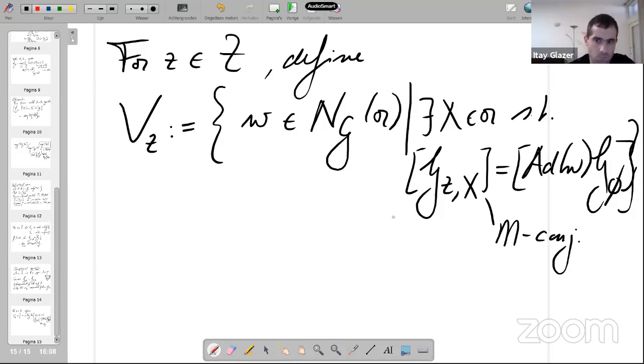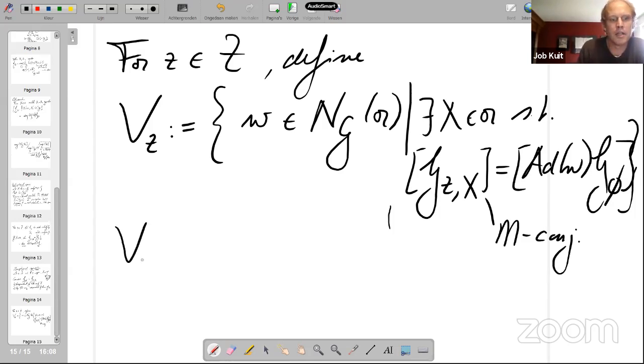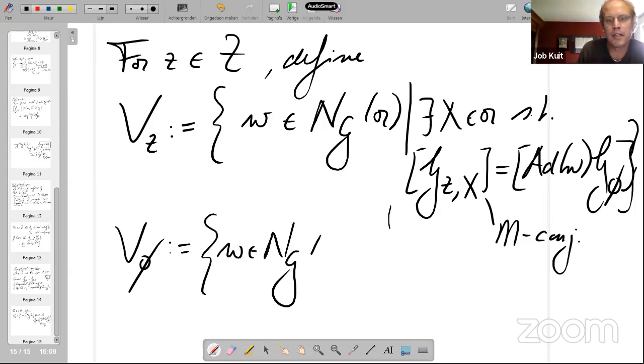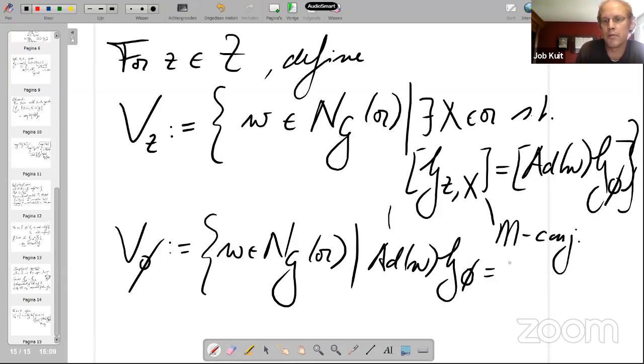This equation here, the limit of h_Z in the X direction is equal to this conjugate of H_∅. This does not uniquely determine the Weyl group element. So there is a stabilizer of H_∅. I want to bot that out eventually. So I'm going to define the stabilizer of that thing. It's called Φ_∅. These are all elements in the normalizer of A for which the W conjugate of H_∅ is equal to H_∅. And again, I do everything here up to M conjugacy. So I write brackets around it.